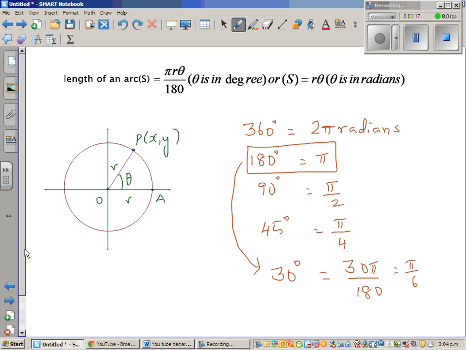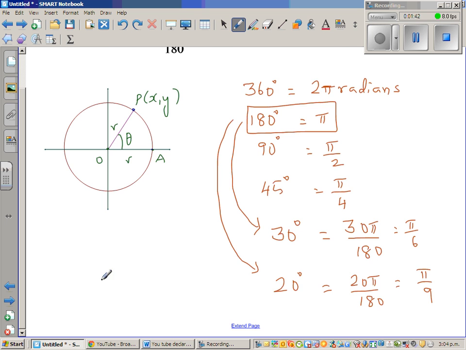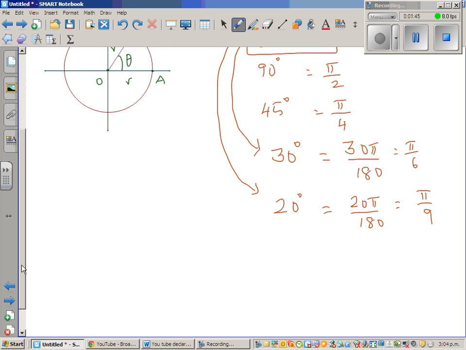Now if someone is asking me how much is 20 degrees, I just use this logic. 180 degrees is pi, so 20 degrees would be 20 pi over 180, which is, of course, 1/9, which is pi by 9. So I always remember this formula. From this formula, I can write any of this. Suppose someone is asking for an odd degree, say 11 degrees. If you want to write this in radians, it is nothing but 11 pi over 180. Now you can't simplify this.